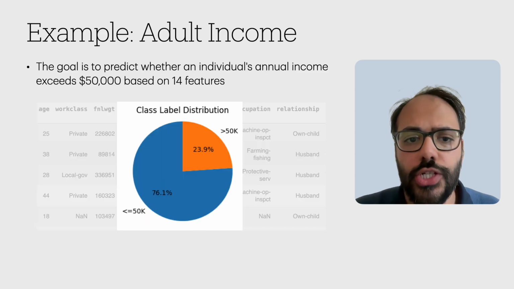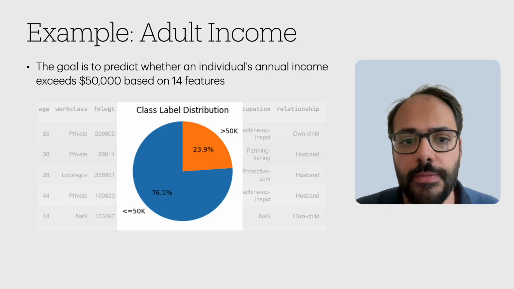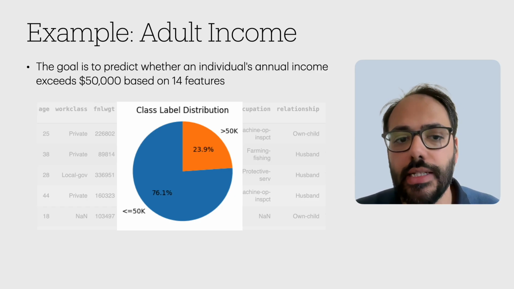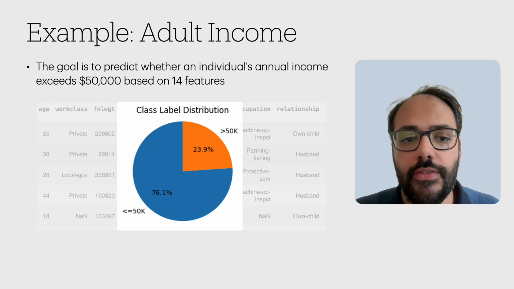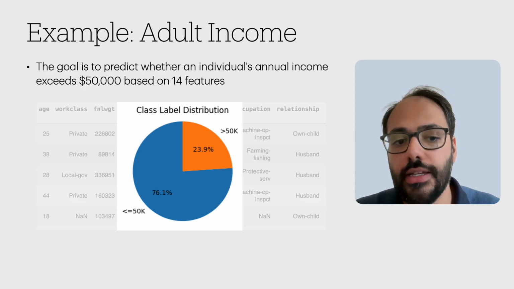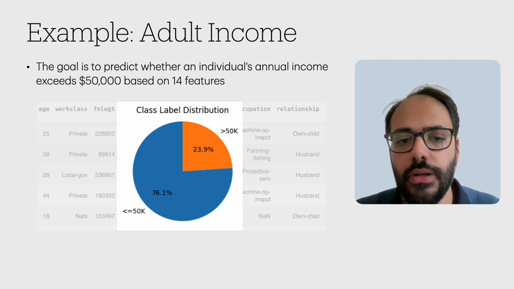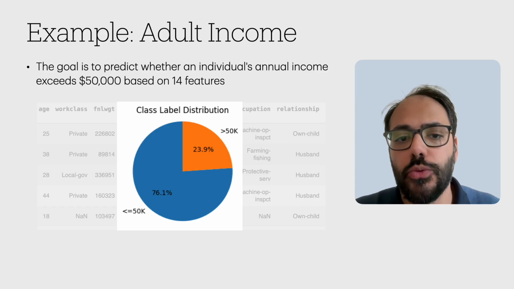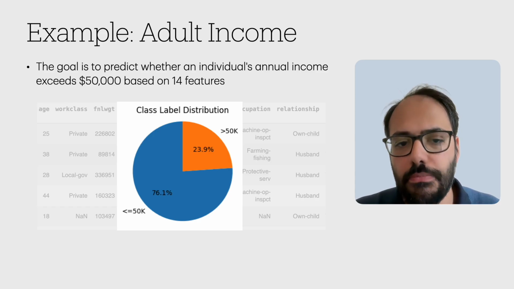There are also other challenges too. For example, in this case, when we have this adult income data set, you can see that we have what is known as class imbalance problem, meaning that 76% or so of the cases fall into the below $50,000 category, and only about 24% belong to the above $50,000 category. So we have to also make decisions about how we want to handle this class imbalance.